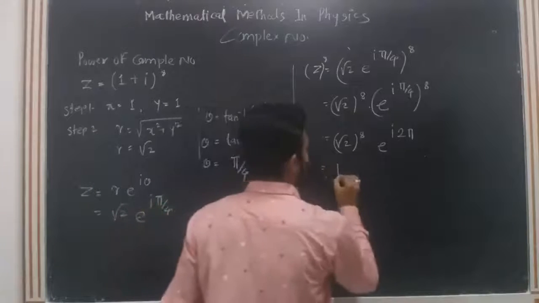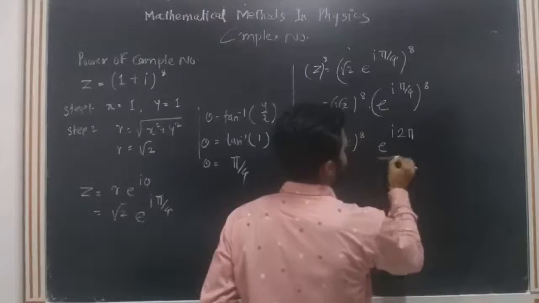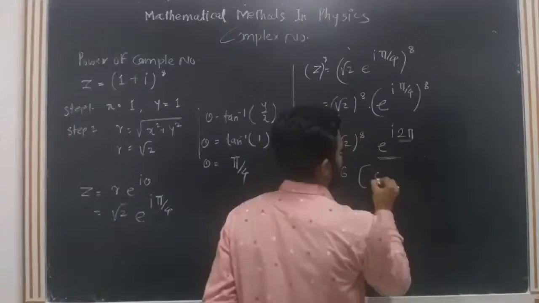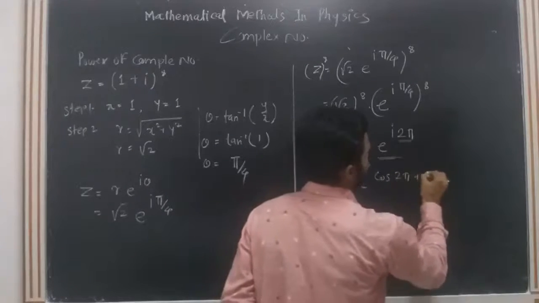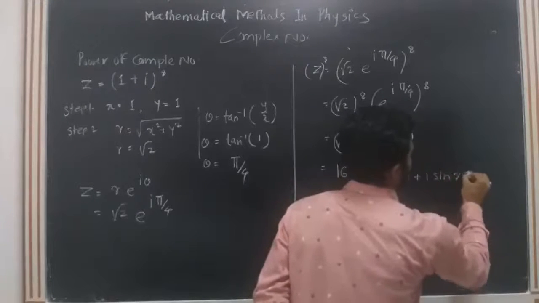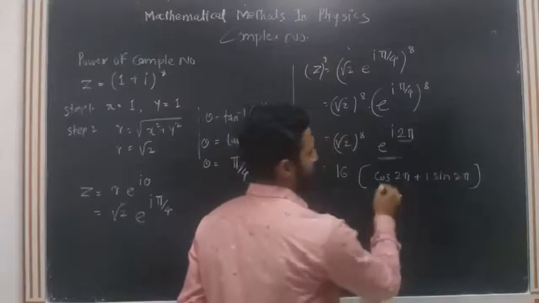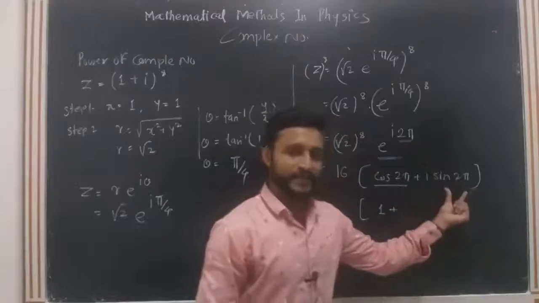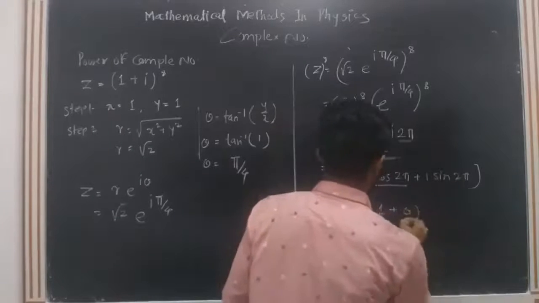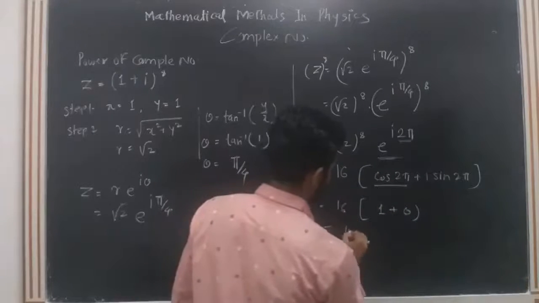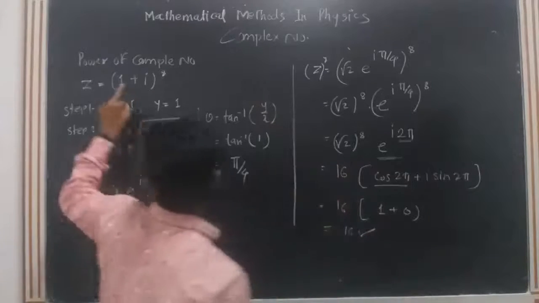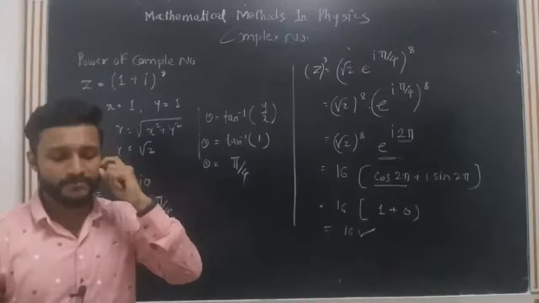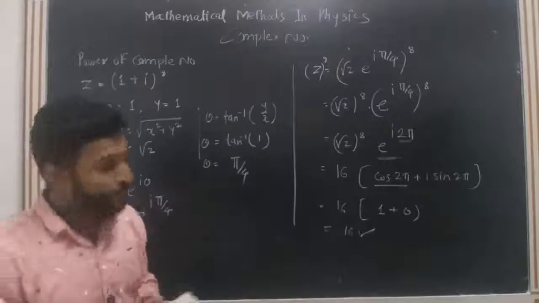So you can write down 16, and here this is the value of theta, and e raised to i theta you can write as cos 2 pi plus i sin 2 pi. What is the value of cos 2 pi? 1, plus sin 2 pi is 0. So the answer is 16. This is the value of the 8th power of this complex number. Similarly, we will take one more problem.